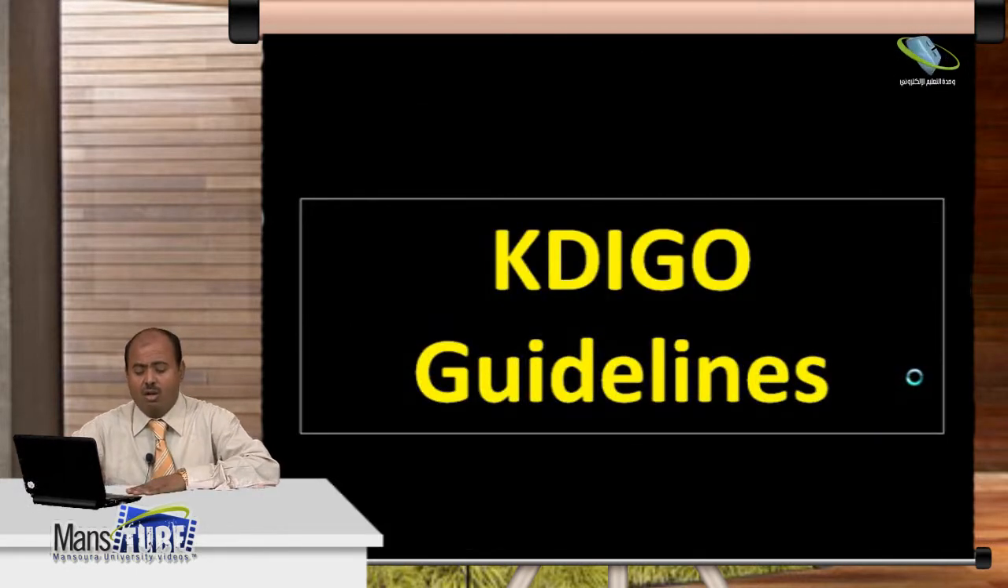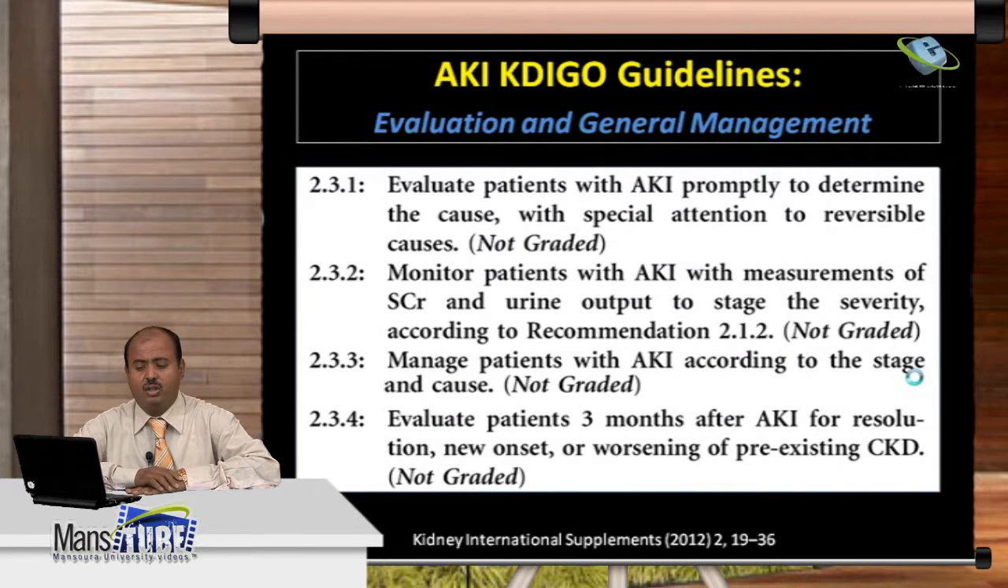The summary of the KDIGO guideline of this year regarding the evaluation and general management. The guidelines recommend the evaluation of the patient with acute kidney injury promptly to determine the cause with special attention to reversible etiology. To monitor patients with acute kidney injury with measurements of serum creatinine and urine output to stage the severity according to recommendations. To manage the patients according to the stage and the cause, and to evaluate patients 3 months after acute kidney injury for resolution, new onset or worsening of pre-existing chronic kidney disease.